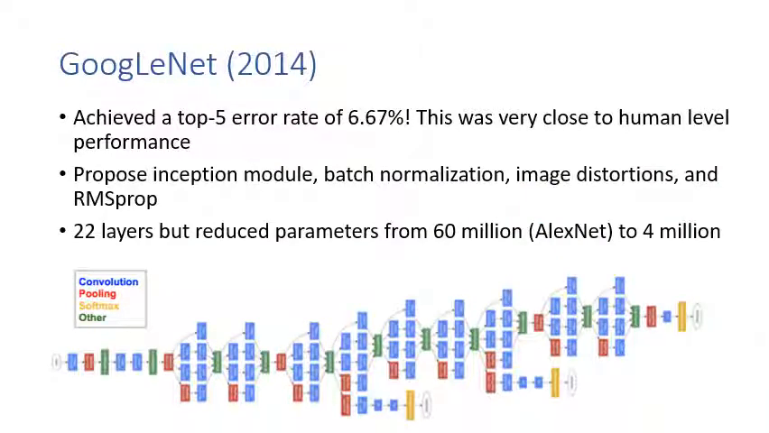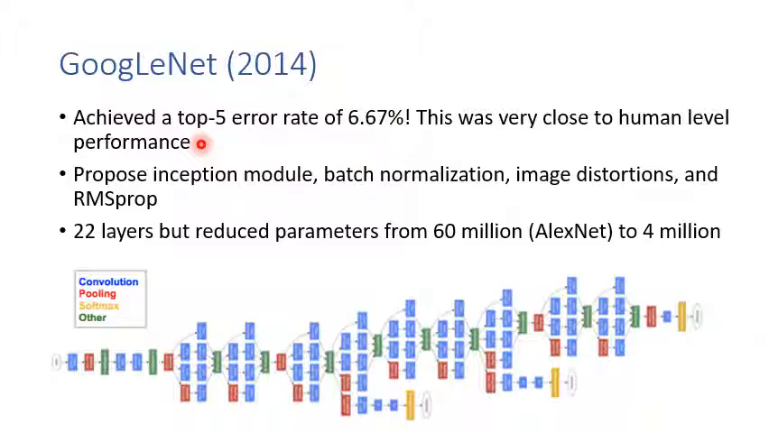In 2014, the winner is GoogleNet, proposed by Google, of course. It achieved a top 5 error rate of 6.67%. That was very close to human level performance. Although the human level test was only tried by one human, Andrej Karpathy, Fei-Fei Li's previous PhD student, who is now Senior Director of AI at Tesla.